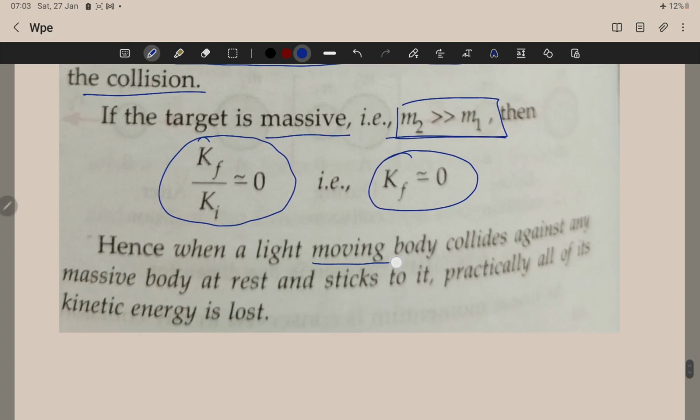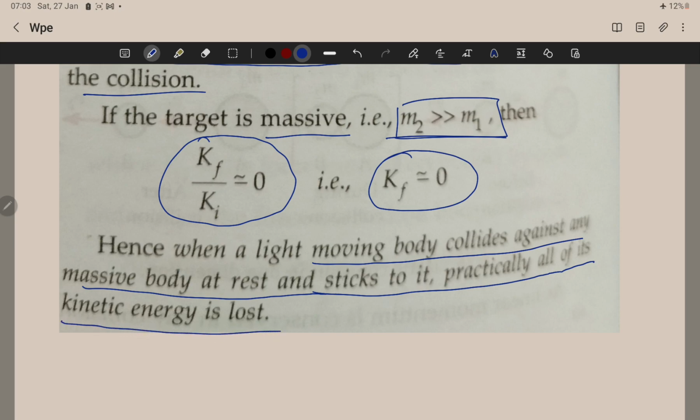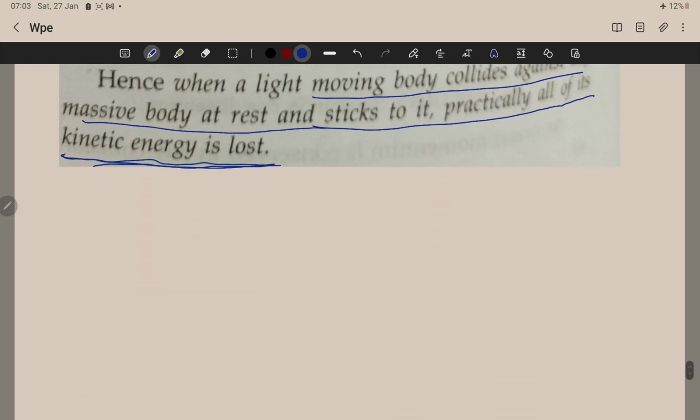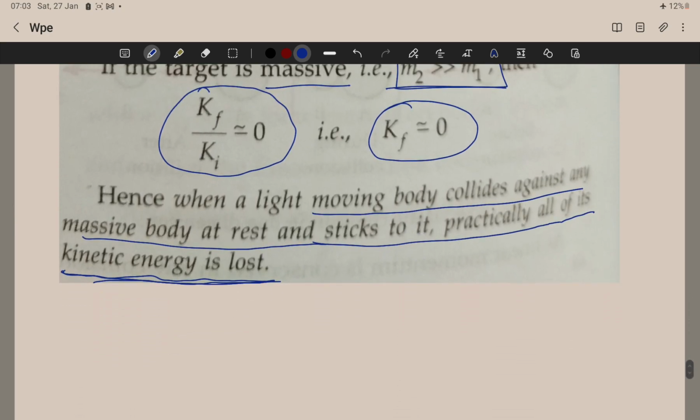Hence, when a light moving body collides against a massive body at rest and sticks to it, practically all of its kinetic energy is lost. When they are attached, practically all of their kinetic energy gets lost. Whatever kinetic energy there was initially, finally the kinetic energy will become 0.